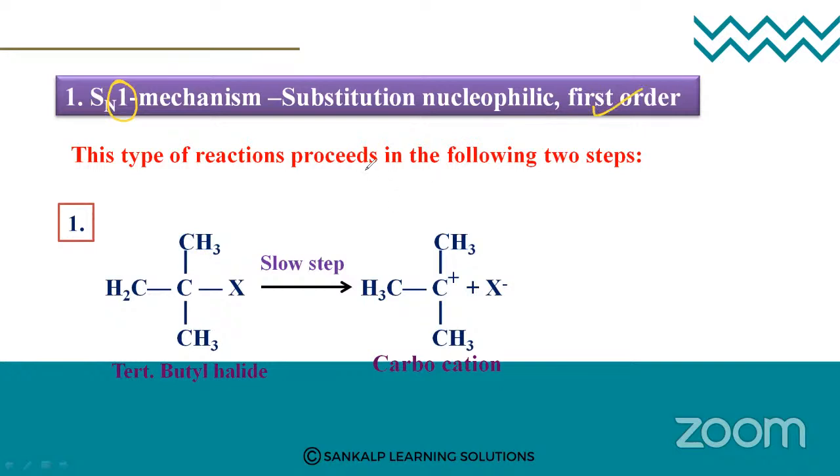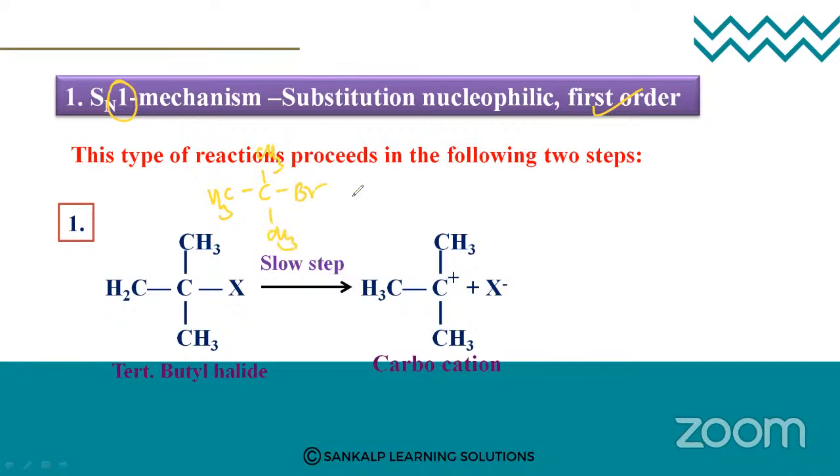This type of reaction proceeds in the following steps. The reaction takes place in two steps. The first step is a slow step where there is a polarized bond. You can see this is the tertiary butyl halide. You can see the first step. I'll first write the general reaction.